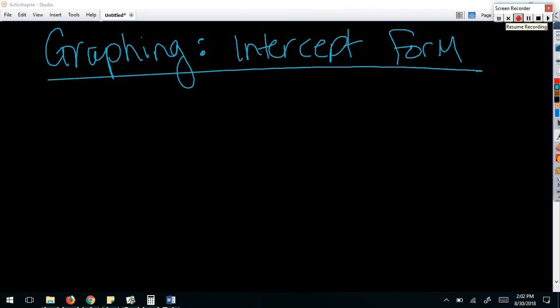So we're going to talk about the last of the three forms of a quadratic, which is intercept form. Let me show you what it looks like.